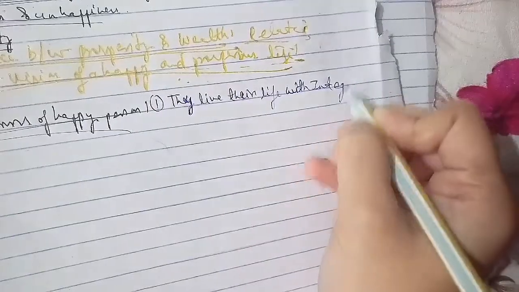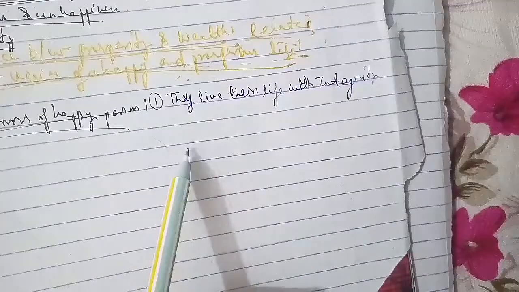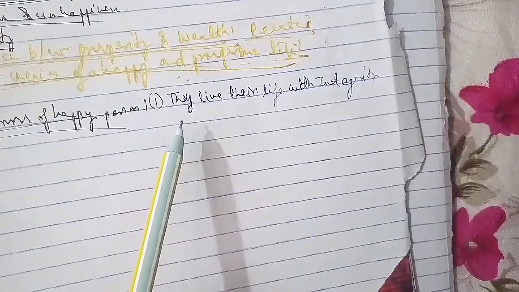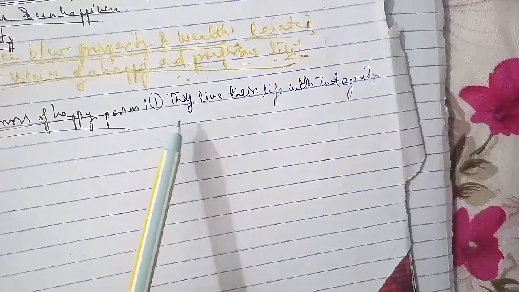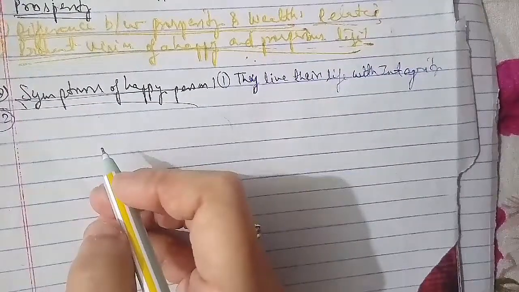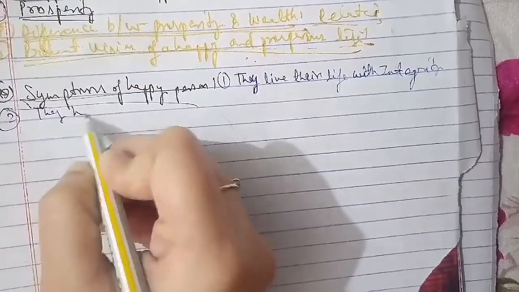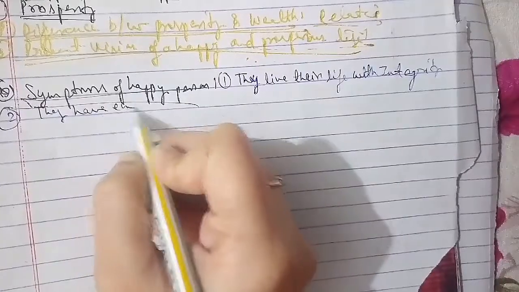The second aspect we have is that they have embraced living in the moment. What do you mean by this? This means that you are fully awake and aware and concentrate your energies on enjoying the present rather than worrying about the past or the future.